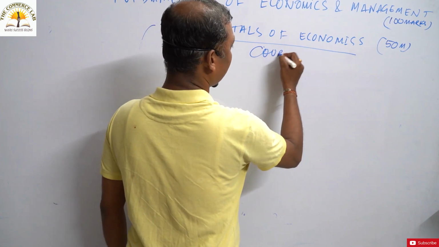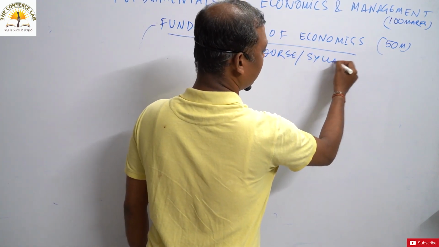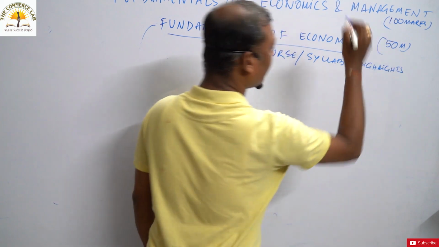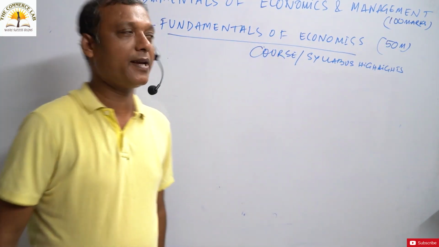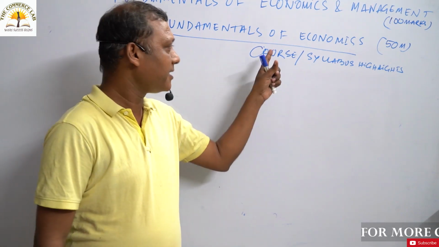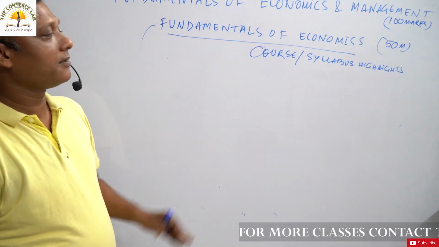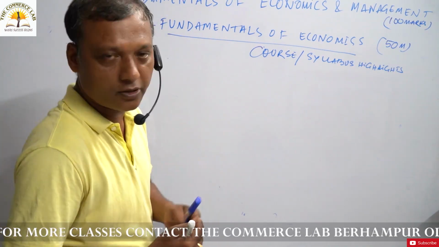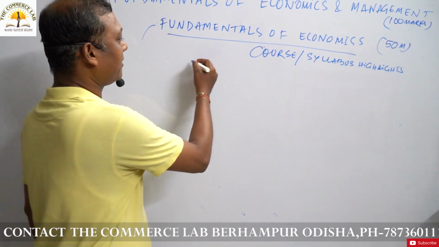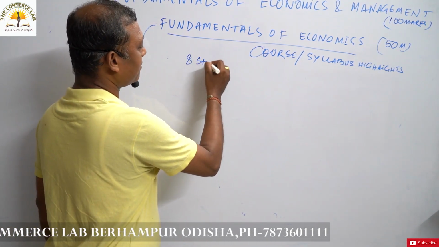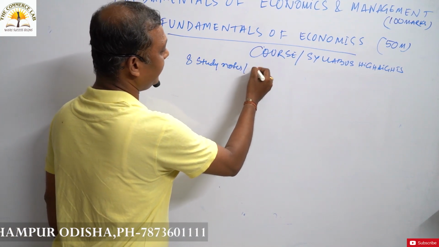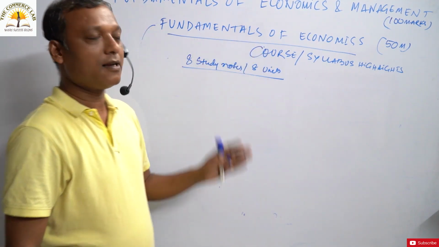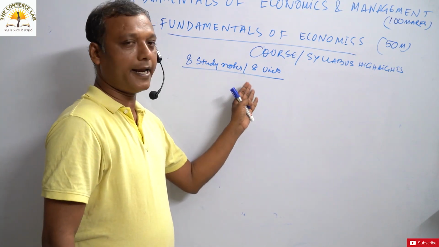Your second part, course or syllabus highlights. Basically, your fundamentals of economics is 50 marks for your examination, which is a part of your paper 1. It contains 8 units, or as per your book, 8 study notes. Your entire syllabus of fundamentals of economics consists of 8 study notes or 8 units.